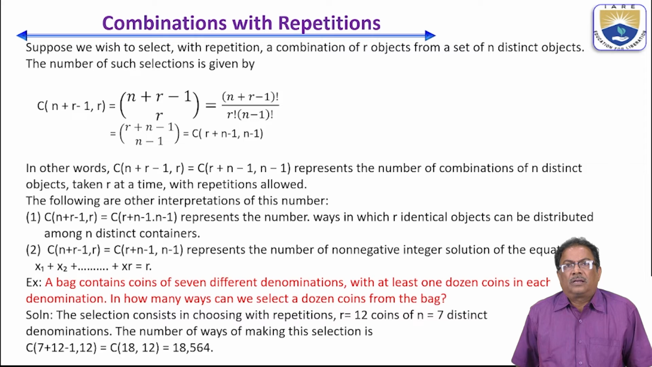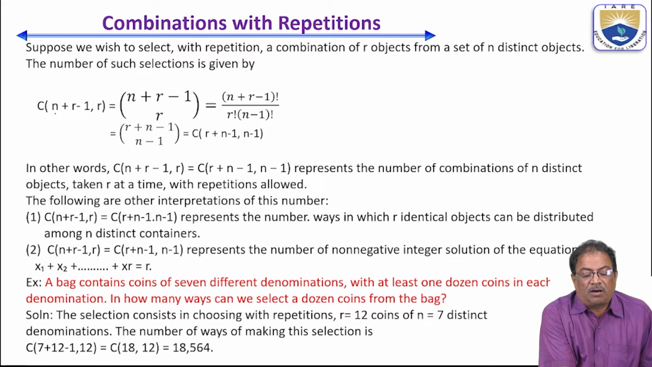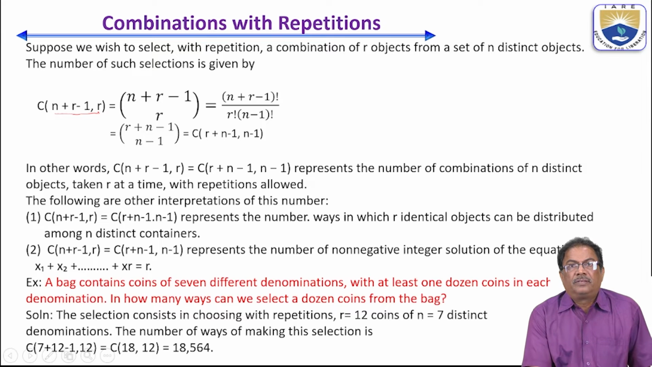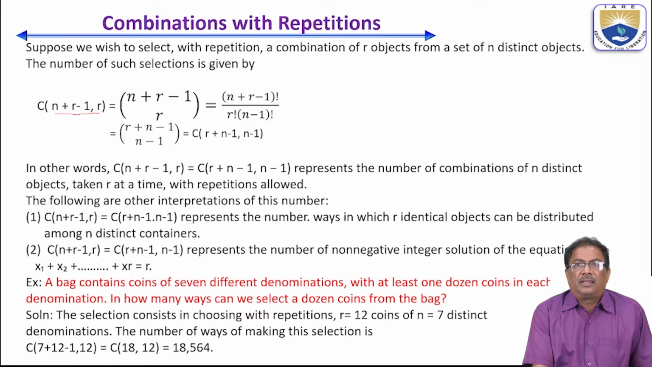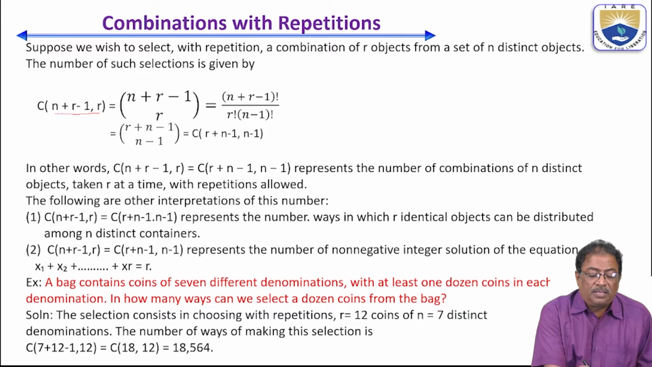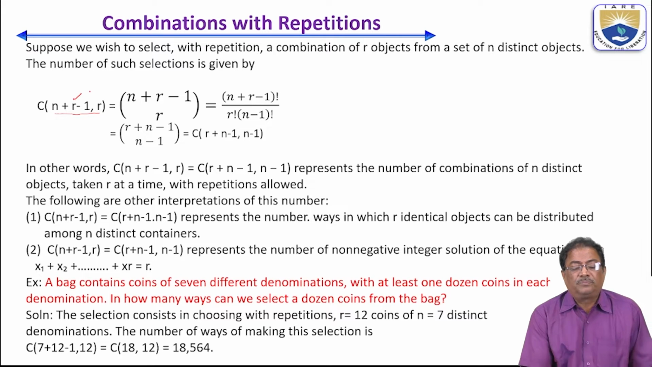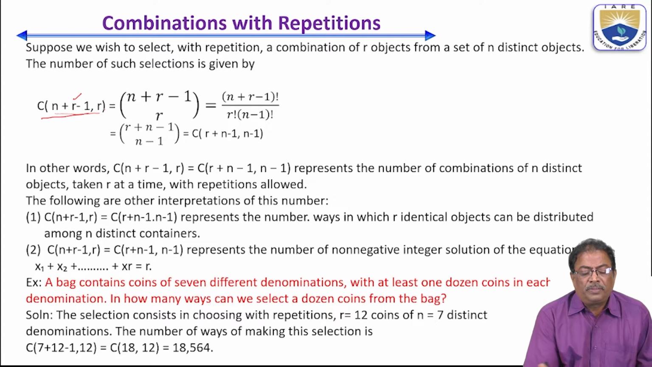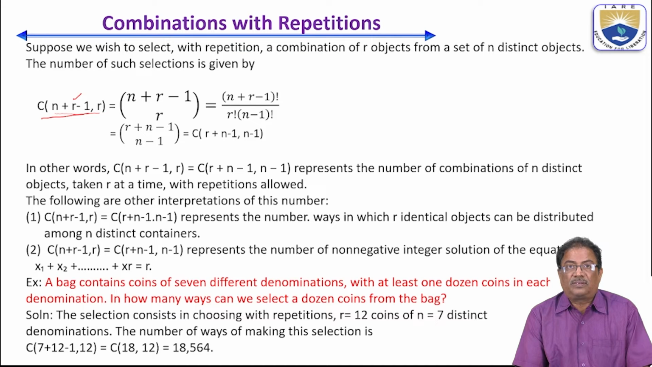So here, combinations with repetition. Suppose we wish to select a combination of R objects from a set of n distinct objects with repetition allowed. The number is C(n+R-1, R), where n is the number of distinct objects and R is the number of objects that we are going to select.